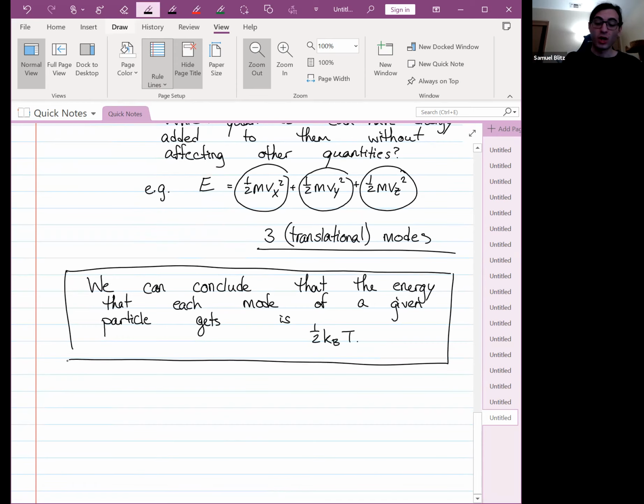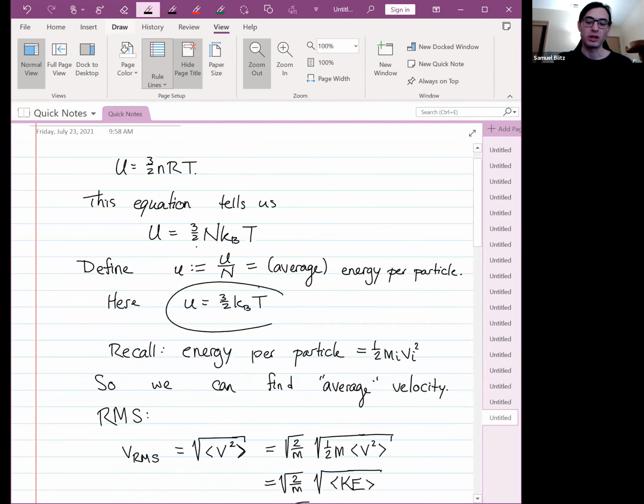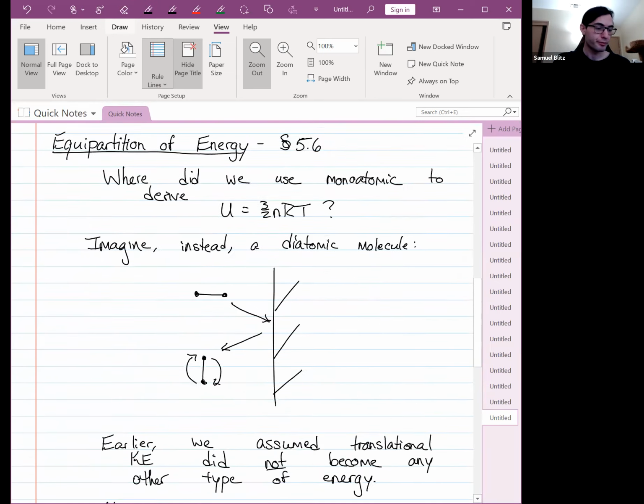And so now this is the statement of the equipartition theorem. Or rather, this is a quantifiable statement. Meaning, if we just know how many modes a given particle has, in the case of a monoatomic gas, we know that that particle has 3 modes. Well, each of those modes gets 1/2 times kb times t amount of energy. And so then the amount of energy that that particle has is 3/2 times kb times t. And then we can find the total energy just by multiplying by the number of particles.